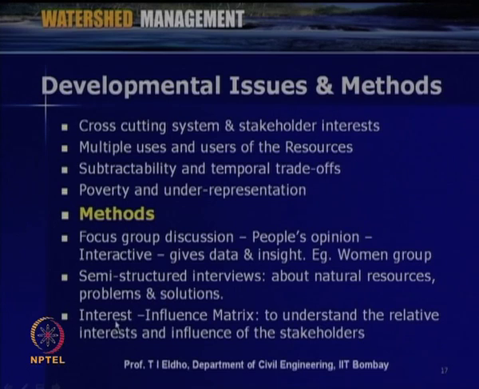Then, depending upon the interest of various stakeholders, we can develop an influence matrix. So, as we have seen, various stakeholders are there, they will have various interests. So, whenever the common interest is coming there, the stakeholders' influence on various issues can be listed, so that we can understand the relative interests, and then we can have an influence matrix, so that the influence of the stakeholders can be understood through this process.